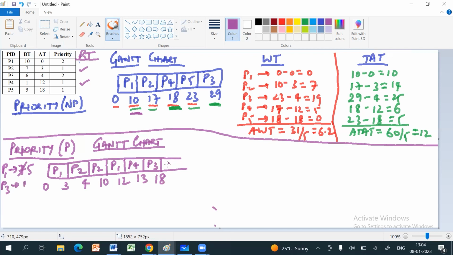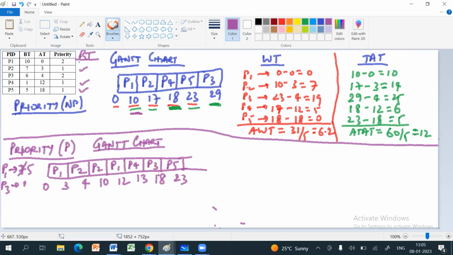Now P5 will be scheduled. And after 18, there are no more arrivals, so there won't be anybody to interrupt. So obviously P5 can continue for its entire amount of time, that is 5 units of time from 18, that is till 23. So P5 also completed.